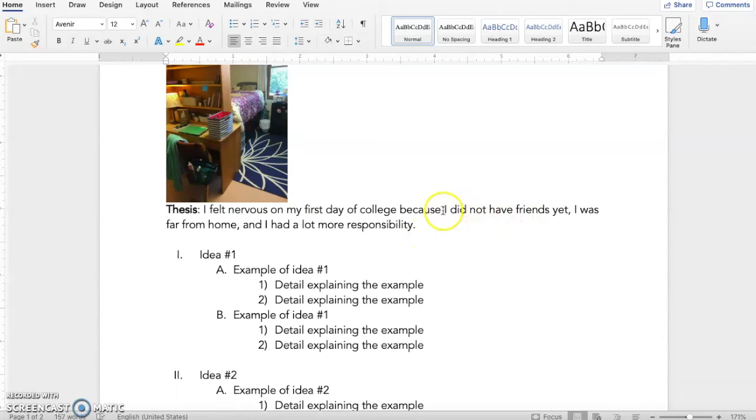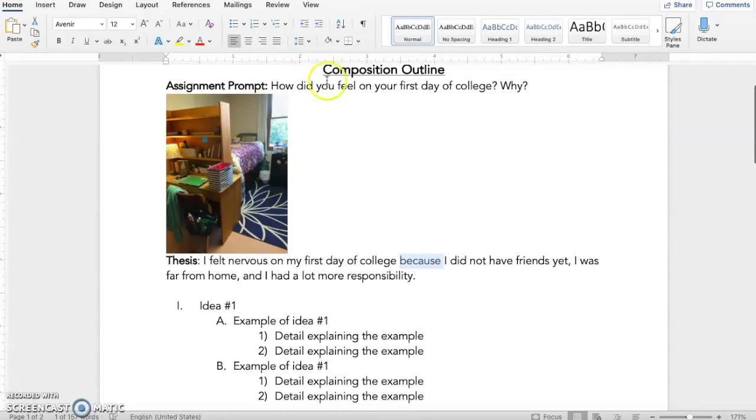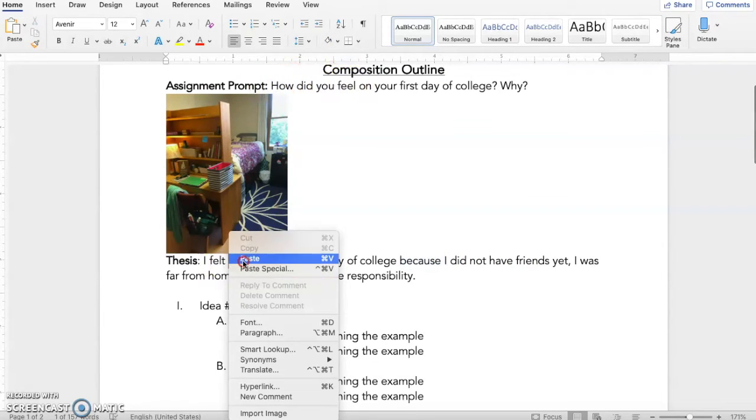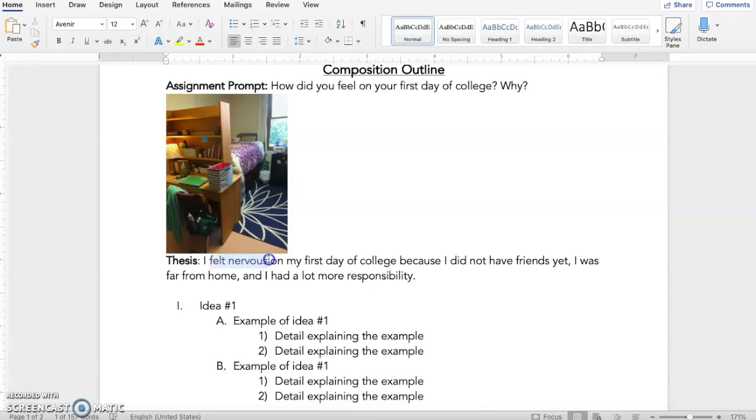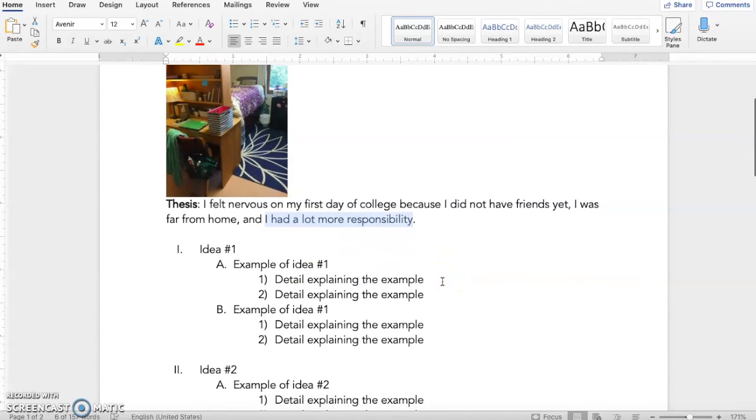If you notice here, after my because, I said how I felt, right? I answered the question, how did you feel? And I said I felt nervous, okay? Then I wanted to explain why. I'm explaining why after my because. So after I wrote the word because, if you notice, I have 3 ideas. I did not have any friends yet. I was far from home. And I had a lot more responsibility.